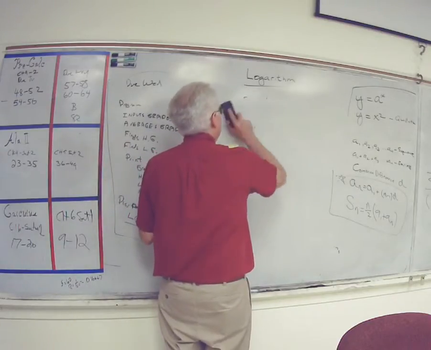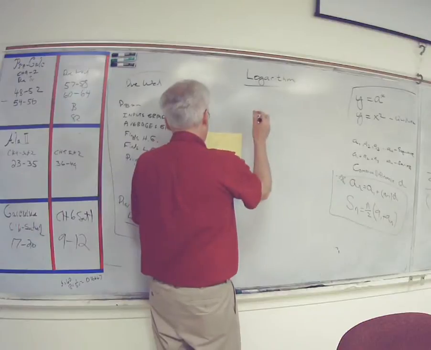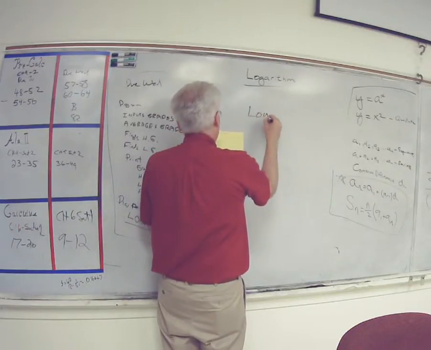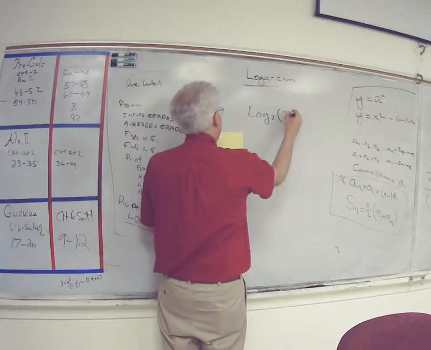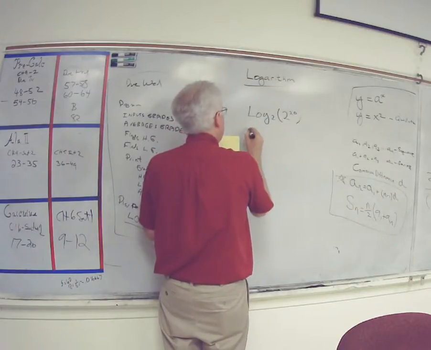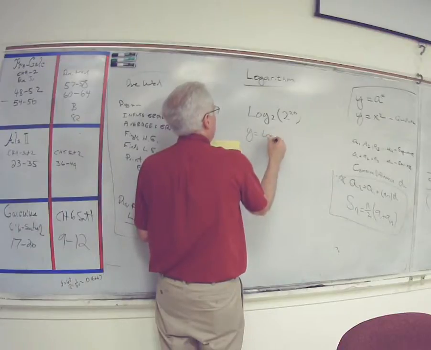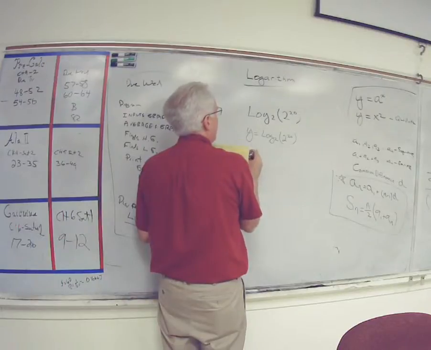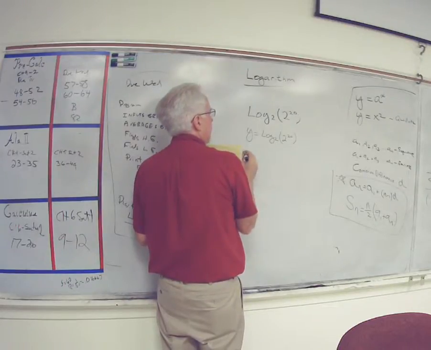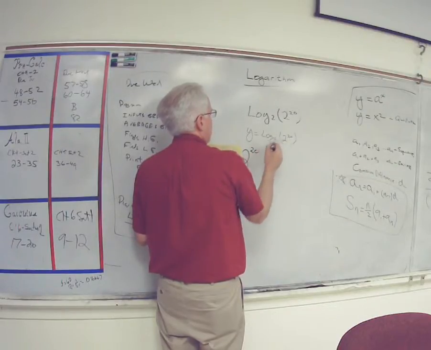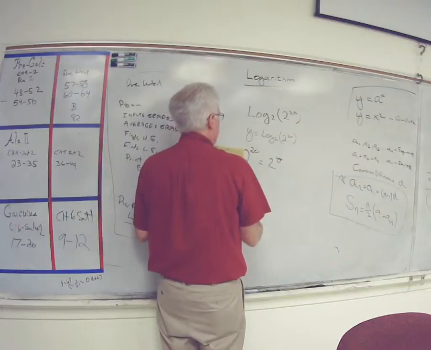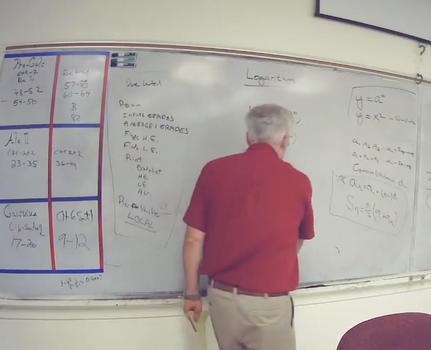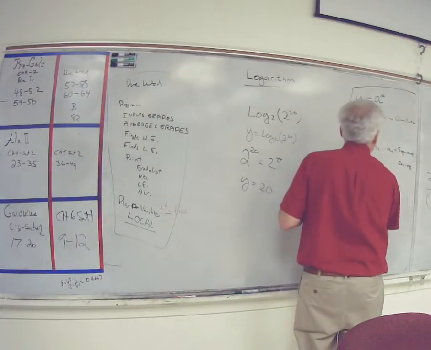Let's do another one. If I have log 2 of 2 to the 20, what do I do? y is equal to log 2 of 2 to the 20, right? And so what do I do to get rid of the log? 2 to the 20 is equal to 2 to the y, and so y is equal to what? 20. So one of the things that we see is one of the properties of a logarithm.